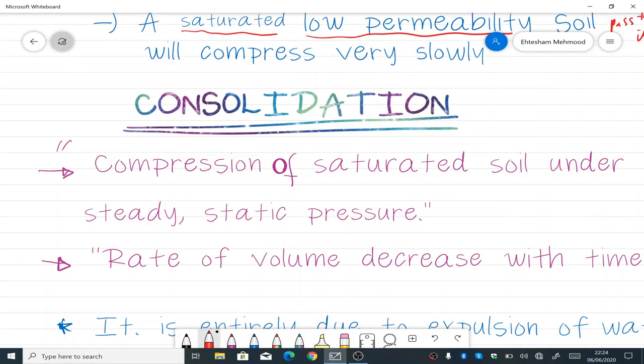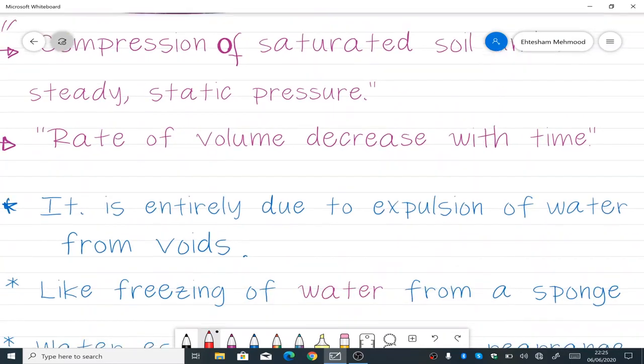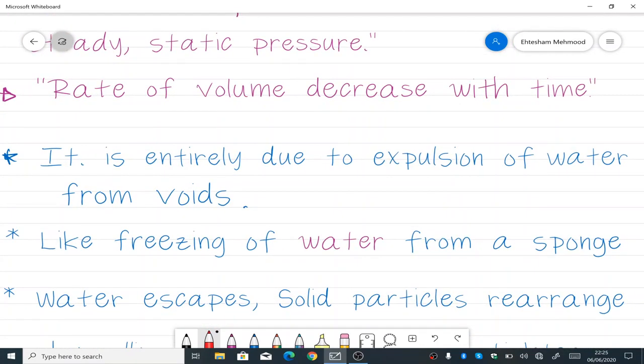Consolidation, that is our main topic for today's lecture. Compression of saturated soil under static pressure is called consolidation, or in simpler terms we can say the rate of volume decrease with time. It is entirely due to the expulsion of water from the voids, as we've already seen in the causes of compressibility of the soil.